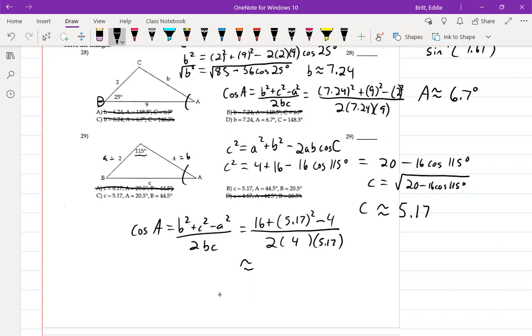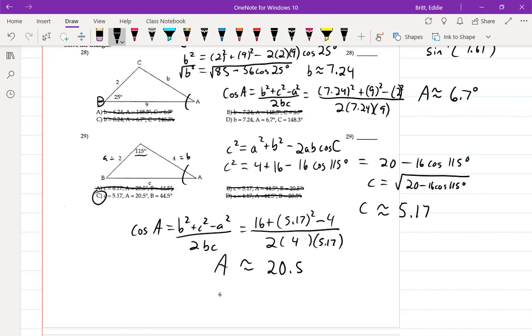I got 0.936385397. So inverse cosine of my last answer. I got 20, and if I round that to one place, it's 20.5. So that's angle A. So see which one has A equals 20.5. This other one has B equals 20.5, so I know it's wrong. So the answer has to be C.